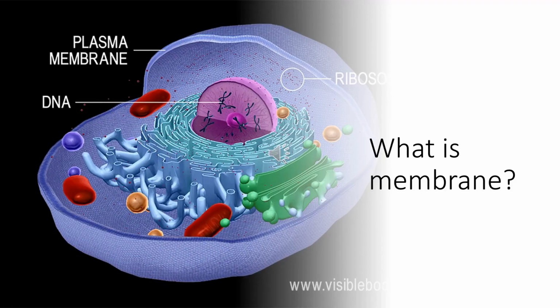The cell membrane, also called the plasma membrane, is found in all cells and separates the interior of the cell from the outside environment. The cell membrane consists of a lipid bilayer that is semi-permeable, and it regulates the transport of materials entering and exiting the cell.